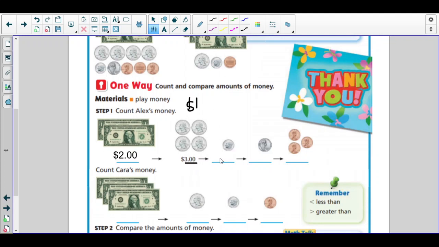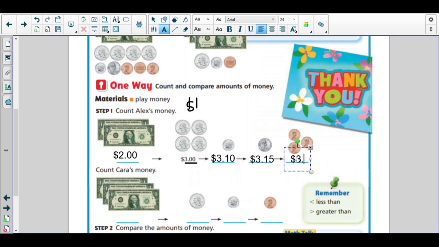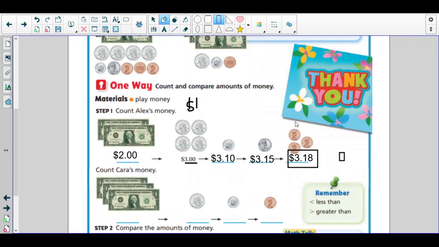And then we have a dime. So we are at $3.10. And then we add a nickel. So we're at $3.15. And then we add 3 pennies to get $3.18. All right. So that ends up being our total right there. All right, $3.18 is what Alex spent.